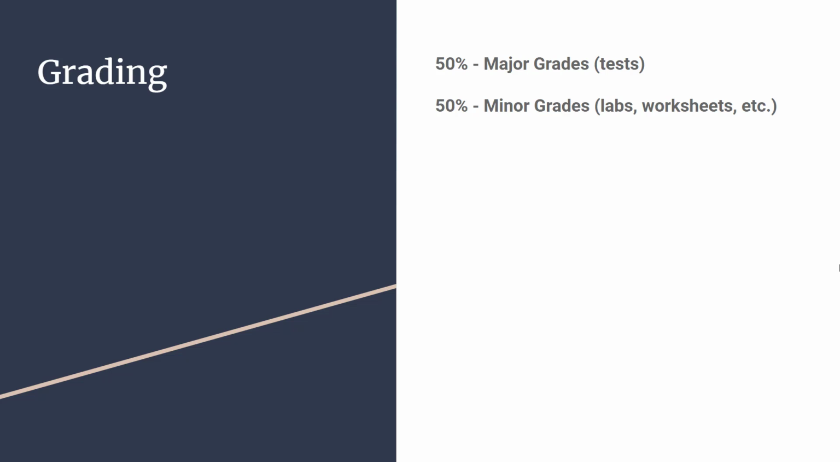The grading's split up 50-50 with major grades and minor grades. Major grades typically are going to be tests, although we might throw in a project here and there. Minor grades are going to be anything else. Labs, worksheets, quizzes. Those might not all be weighted the same, but they'll all fall in the minor grade category.